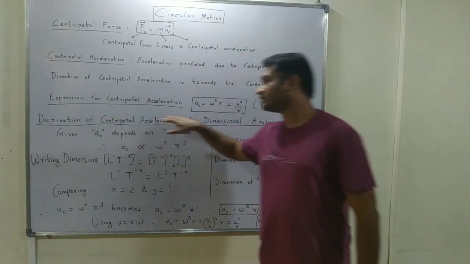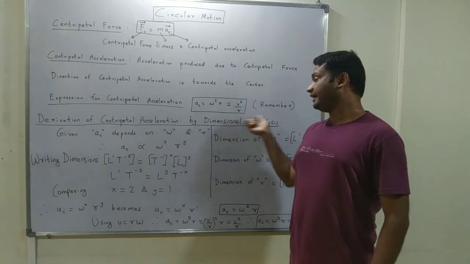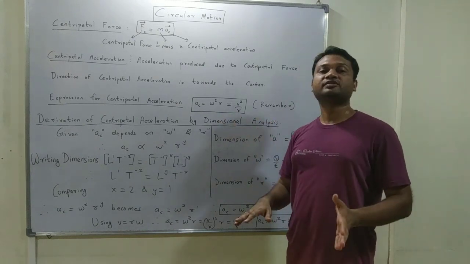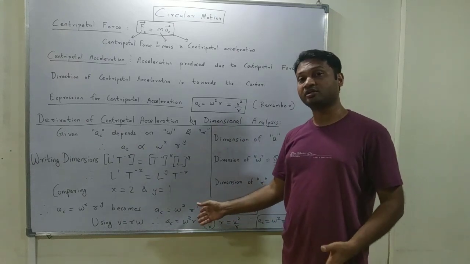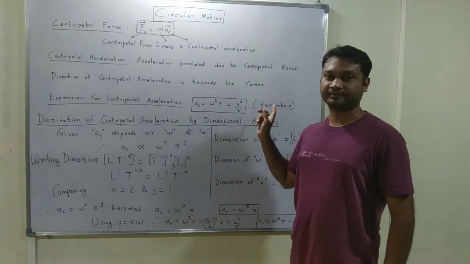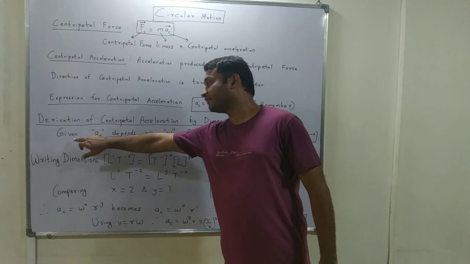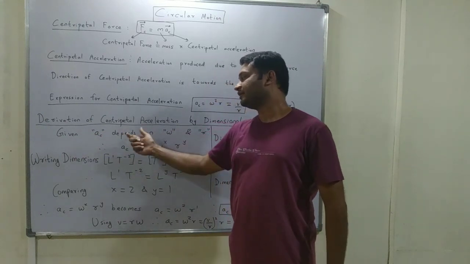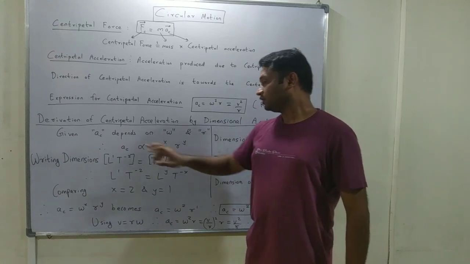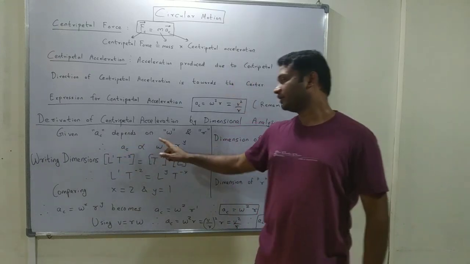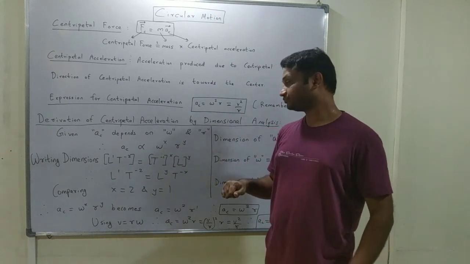Now, how to derive the expression for centripetal acceleration? There are two methods mainly. One is by dimensional analysis and another is by using vectors. In this derivation, we will go by dimensional method. For using the dimensional method, we are given centripetal acceleration depends on angular velocity and radius of circular orbit. Thus, centripetal acceleration depends on omega raised to x and r raised to y.